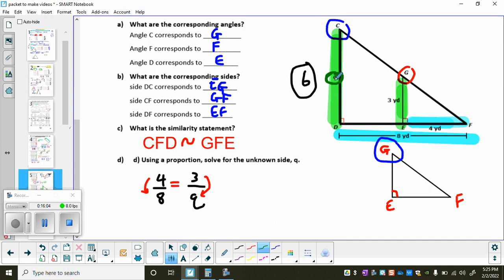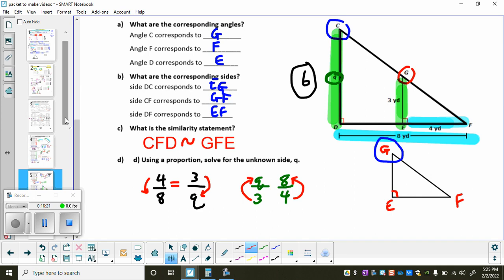We could say Q and 3 match up. So the Q matches up with a 3. So the big to small. So then 8 down to 4. And once again, you can see, here's my times 2.